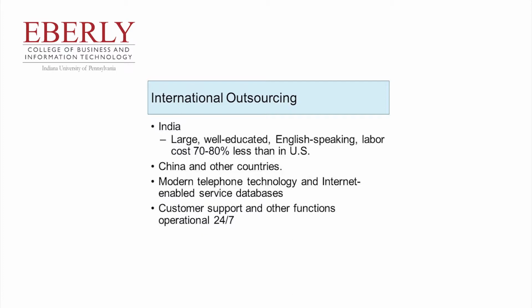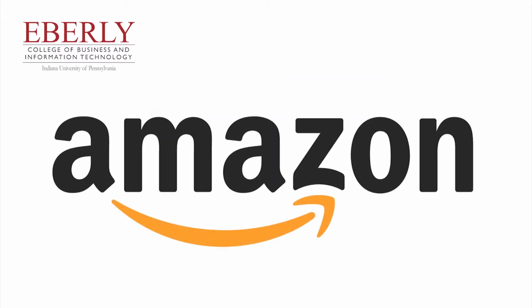International outsourcing is particularly advantageous for customer support and other functions that must be operational 24/7. Amazon.com, for example, operates customer service centers in the US, India, and Ireland. During the evening hours in the US, customer representatives in India, where it is daytime, handle the calls. When night falls in India, customer reps in Ireland handle the early morning calls from the east coast of the US. In this way, companies can provide 24/7 service without requiring employees to work night shifts.